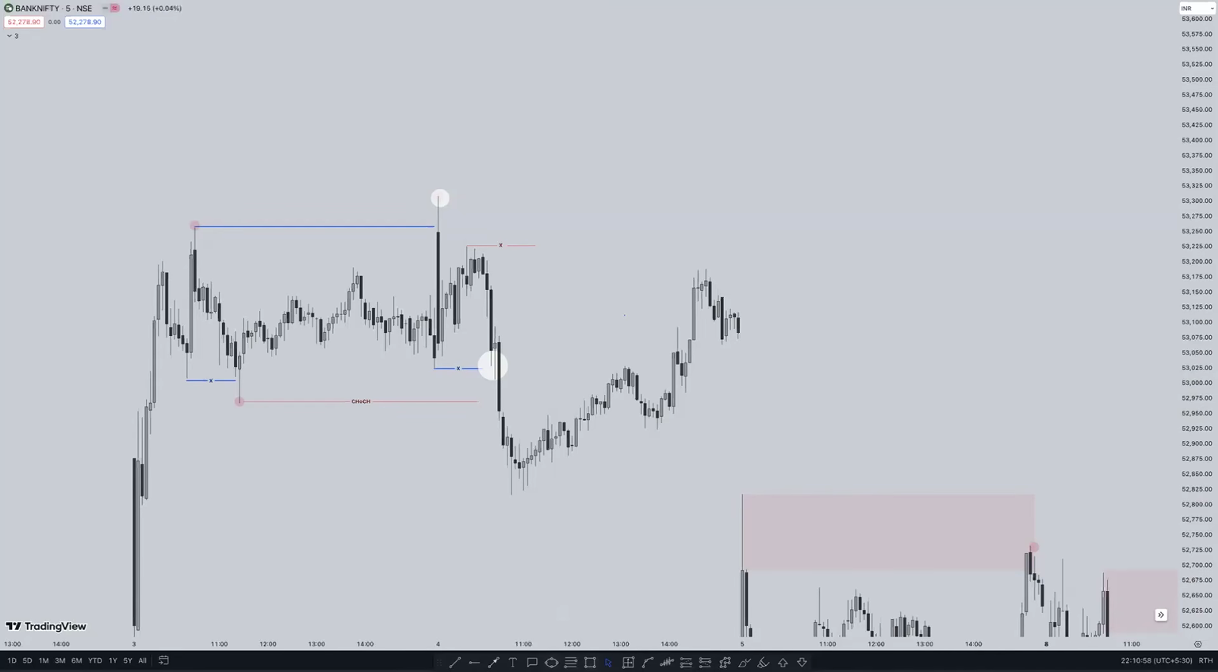So between this previous inducement and this low, this is an inside move right here. If anything happens between this one, you need to set take profit and stop loss, everything, based on the inside move, right?